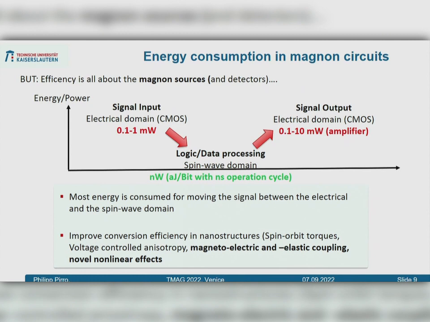So you can do two things. You can try to reduce this process to make all computation as much as you can inside the magnonic domain, or you can improve the conversion efficiency. So make this process better. So you could use spin orbit torques or VCMA, voltage controlled magnetic anisotropy. Today I will talk about magnetoelectric and elastic coupling, and in the end also a little bit about novel nonlinear effects, which are still driven by inductive techniques, but which have also some advantages.